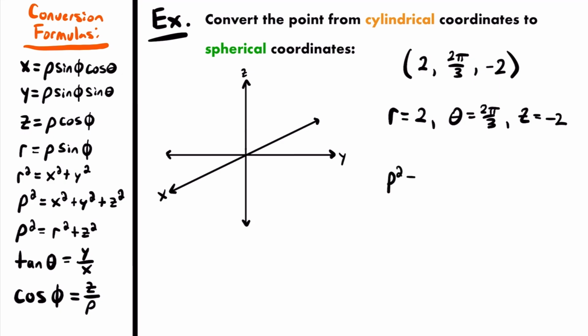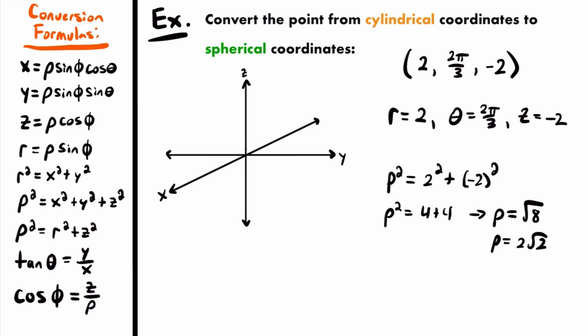So rho squared is equal to r squared, so we'll have 2 squared plus z squared, which will be -2 squared. And then simplifying, rho squared will be equal to 4 plus 4, which is 8. So we know that rho will be equal to the square root of 8, which reduces to 2 square roots of 2. All right, and that's just positive 2 square roots of 2.